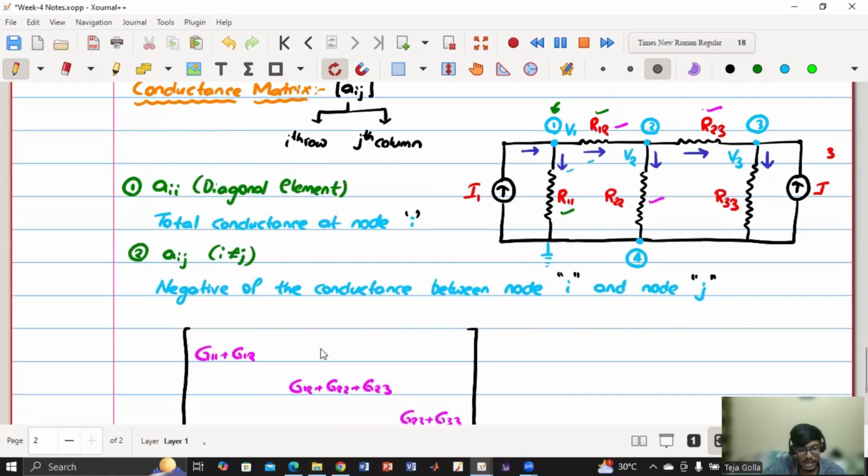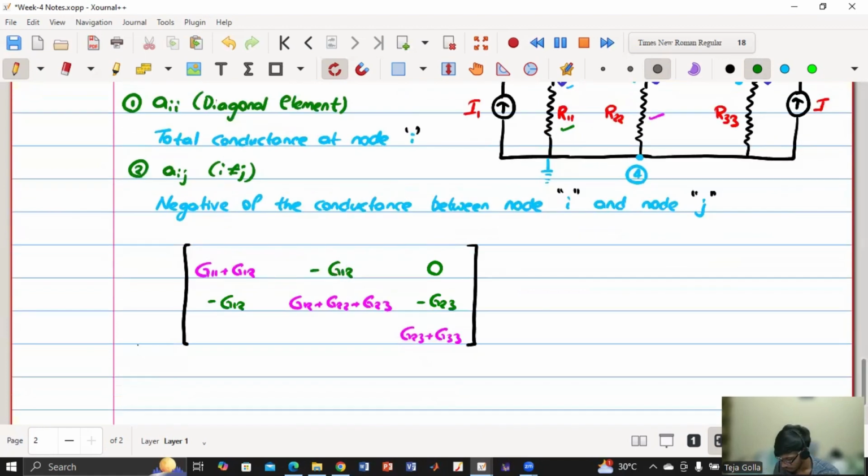Now this is A12. A12 is what? The negative of the conductance between node 1 and node 2. So what is the conductance between the 1 and 2 element? G12. So here we will get minus G12. And between node 1 and node 3, there is no resistance, so it is 0. Similarly, between node 2 and node 1 it will be minus G12, and between node 2 and node 3 we have minus G23. Between node 3 and 1 it is 0, and between node 3 and node 2 it is minus G23. So if you see, this is a symmetric matrix.